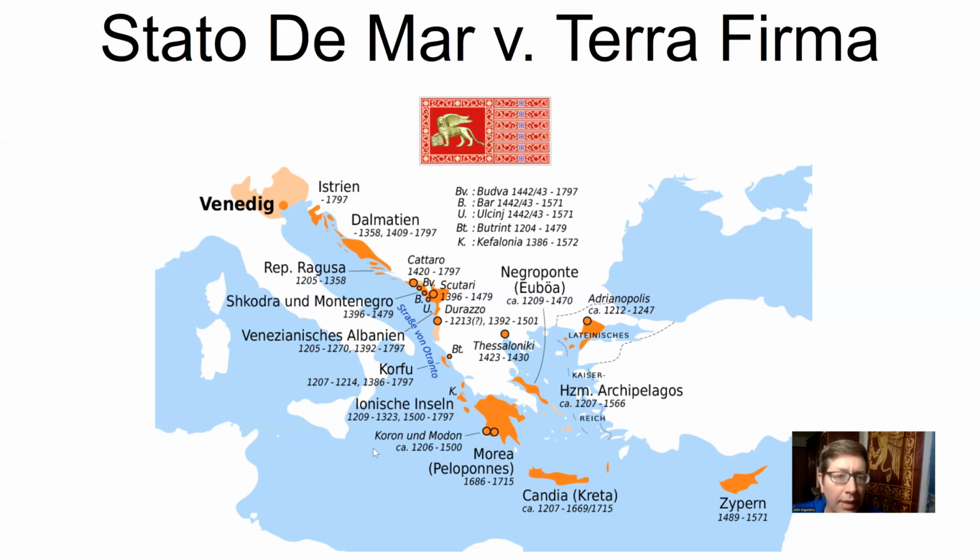So that's really something remarkable about Venice: they have this maritime empire, and that is called the Stato di Mar. But also they slowly but surely conquer parts of the Italian mainland, and they call that the terra firma.